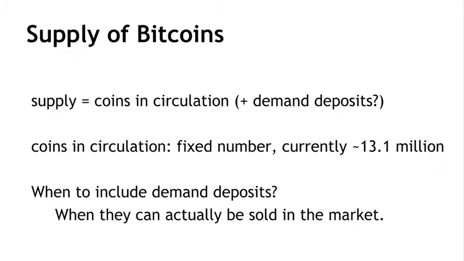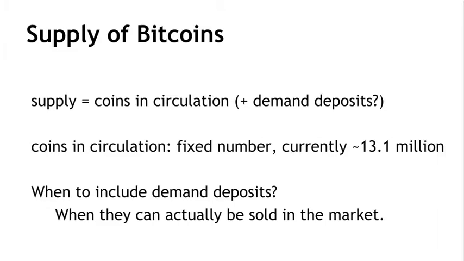The supply of Bitcoins, that is the Bitcoins that you might possibly buy in one of these markets, is first of all equal to the supply of Bitcoins that are in circulation. Currently, of course, there's a fixed number of Bitcoins in circulation. At the time of this filming, it's about 13.1 million. And the rules of Bitcoin as they currently stand say that this number will slowly go up and hit a limit of 21 million eventually.